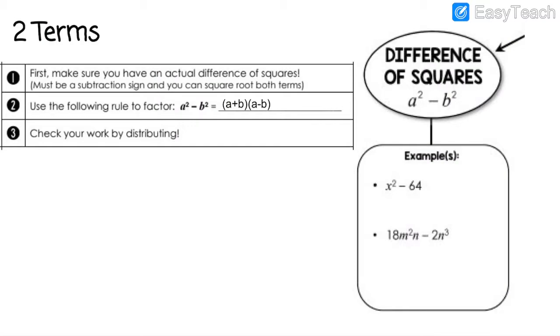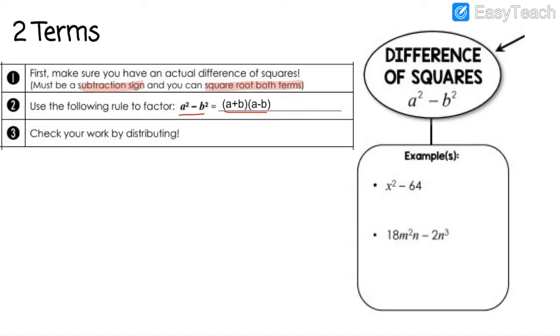Alright, so when we have a difference of squares with just those 2 terms, we first need to make sure we actually have a difference of squares, and remember we do that by making sure we have that subtraction sign and that we can square root both terms. So once that is done, we know we can do that. We're going to follow the factoring rule of a squared minus b squared will give me a plus b times a minus b. And then we can always check our work by distributing.